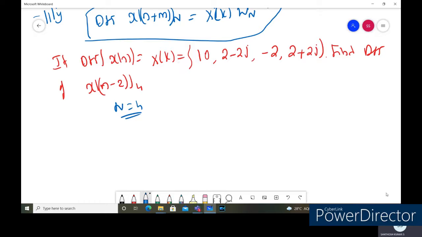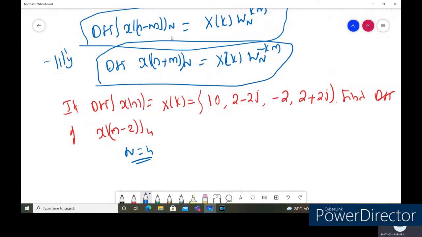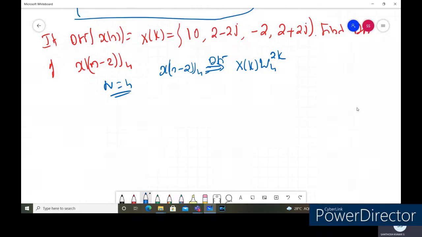From the time shift property, it is x of (n minus m), and the DFT of x of (n minus 2) mod 4 is X of k into omega 4 to the power of 2 into k. So that's the DFT here. Let us call this Y of k.